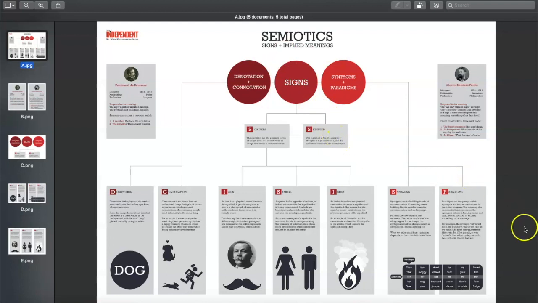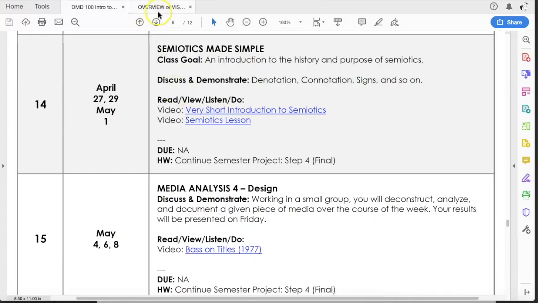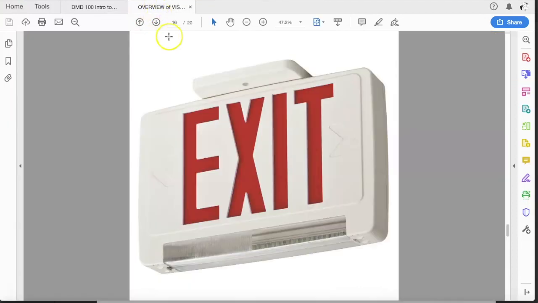Now, we did get introduced to this briefly at the very beginning of the semester when we went over all of our basic visual literacy principles. You probably remember the last few we looked at started with this exit sign, right? This exit sign is referred to as a signifier in the world of semiotics, meaning it is a simple symbol that is telling you to do something, right?